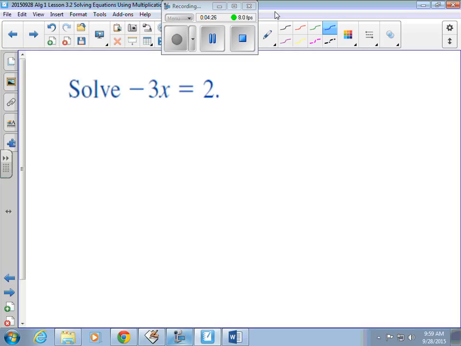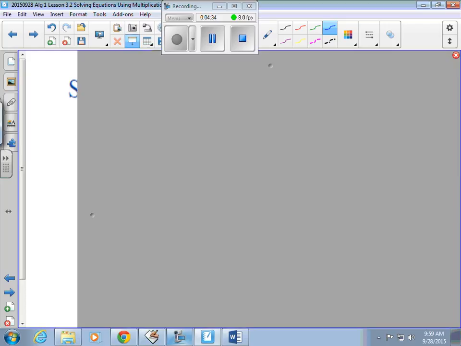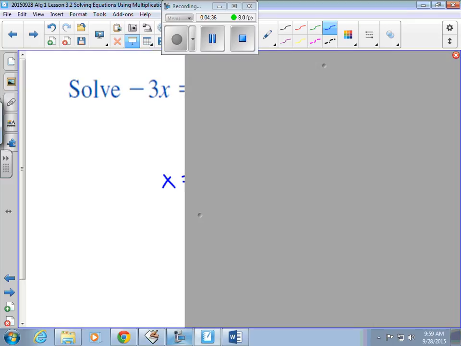Again, your goal, just like addition and subtraction, is to get x isolated all by itself. It says negative 3 times x. Remember, don't even look at the other side. Just look at this side. You want to get x by itself. It says multiply those two, so you divide to cancel it out.